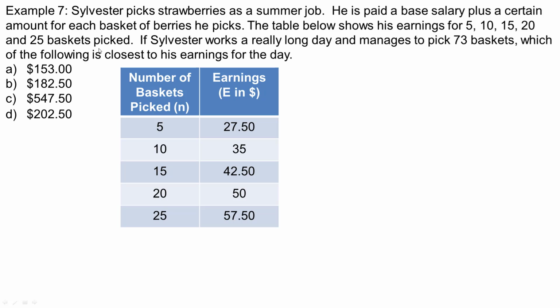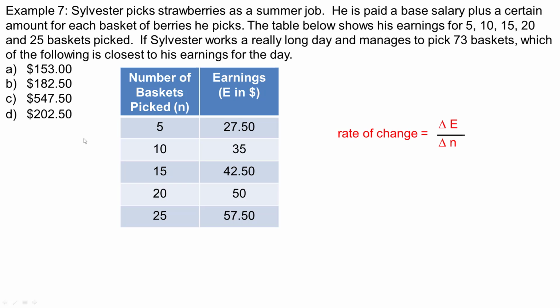And example number 7: Sylvester picks strawberries as a summer job. He's paid a base salary plus a certain amount for each basket of berries that he picks. The table below shows his earnings for 5, 10, 15, 20, and 25 baskets picked. That's what's shown in the table. If Sylvester works a really long day and manages to pick 73 baskets, which of the following is closest to his earnings for the day? We're given 4 answers here. This is another multiple choice.